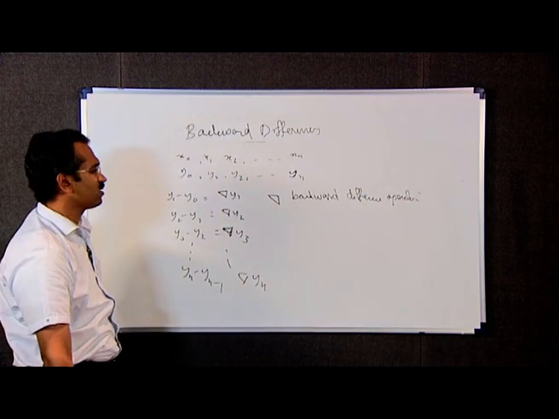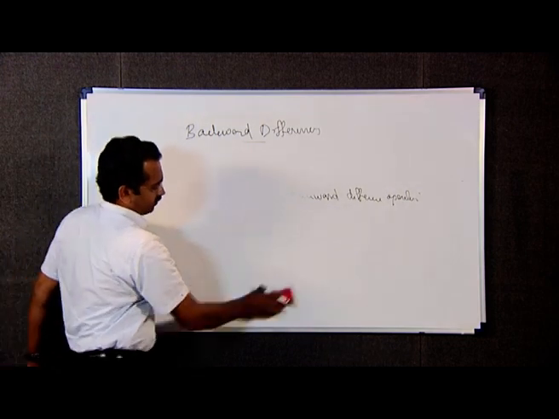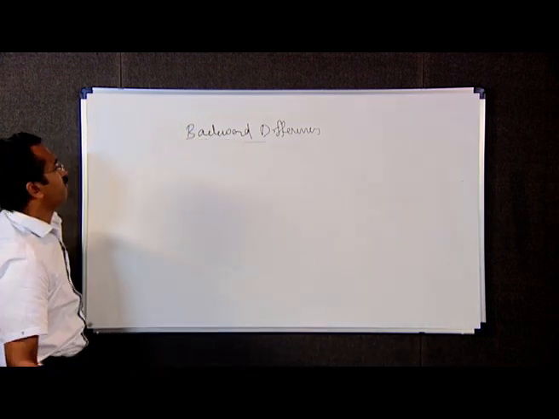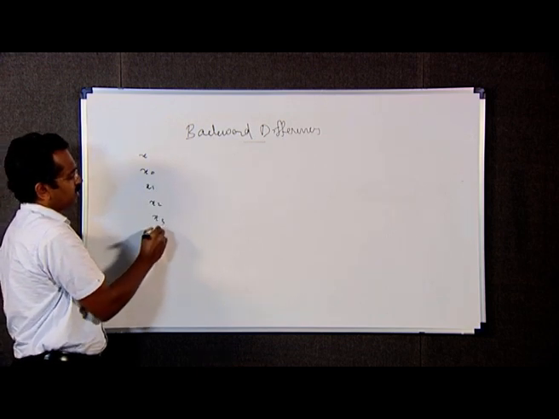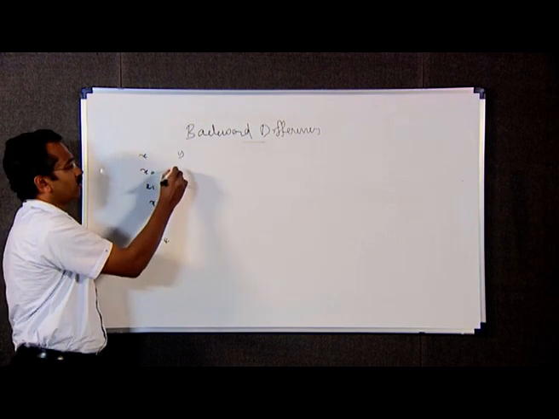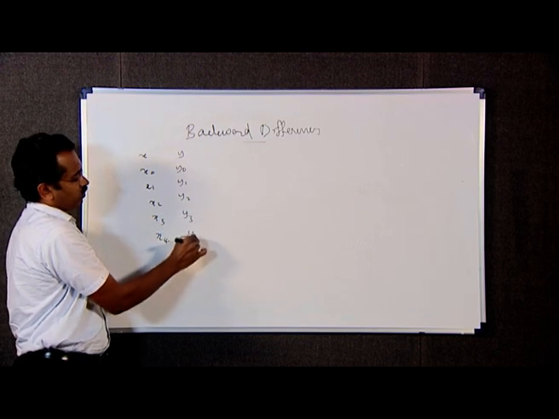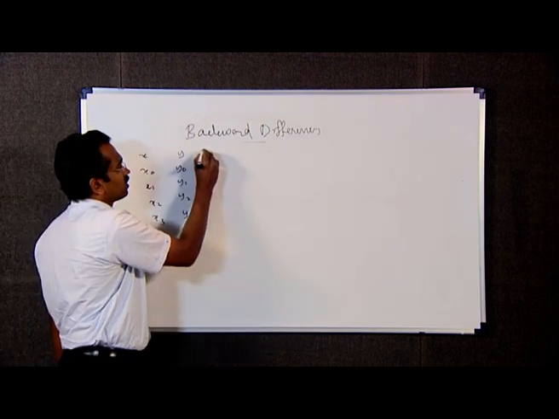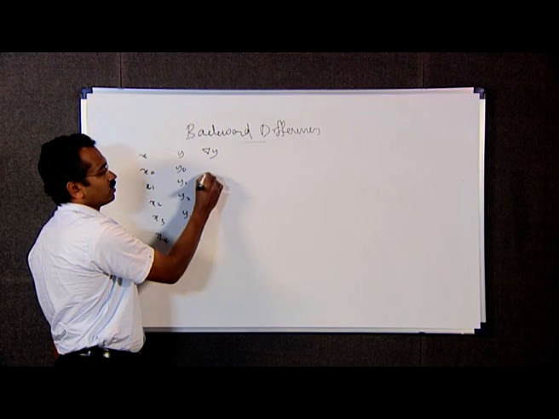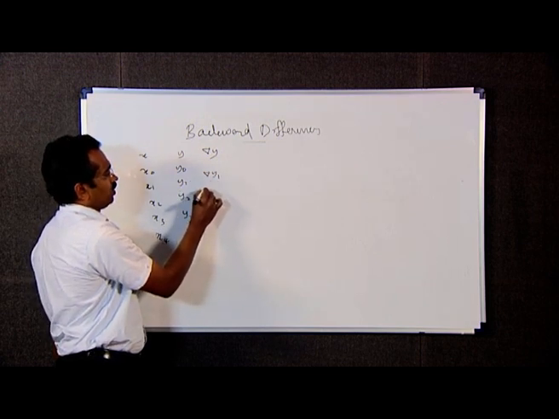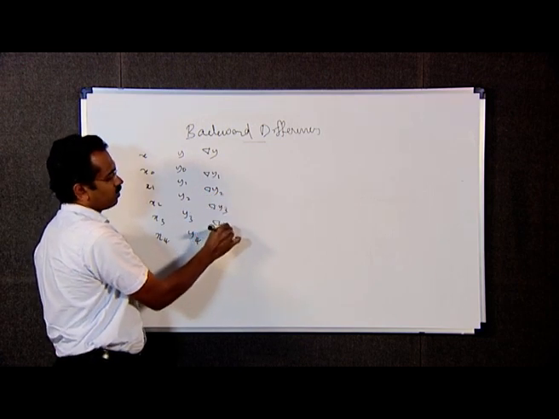The backward difference table is given by the following. Let the values of x be x0, x1, x2, x3 and x4. The corresponding y values are y0, y1, y2, y3 and y4. The first backward differences are del y, that is y1 minus y0, that is del y1, del y2, del y3, del y4.